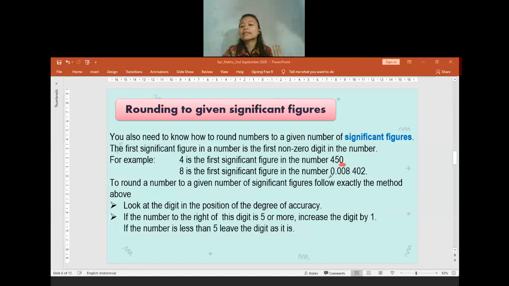But when it is a decimal number, the 0 in the front will not be significant. So the one that will matter will be the number 8. The 8 will be the first significant digit. The 4 will be the second significant digit. The 0 will be the third significant digit. The 2 will be the fourth significant digit. Until there, is there anyone having any question?